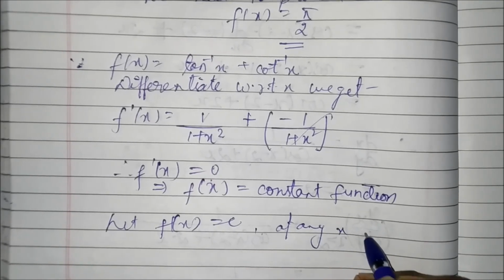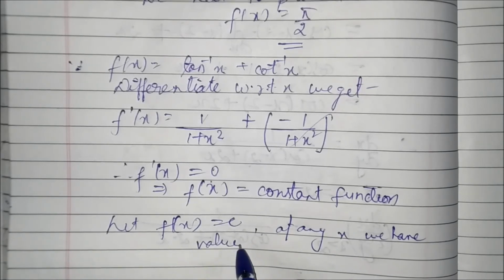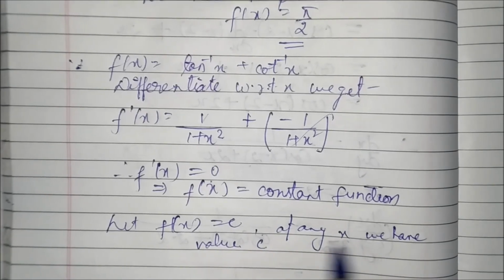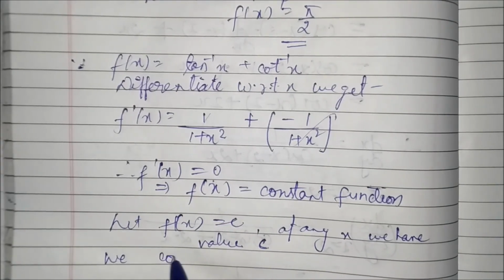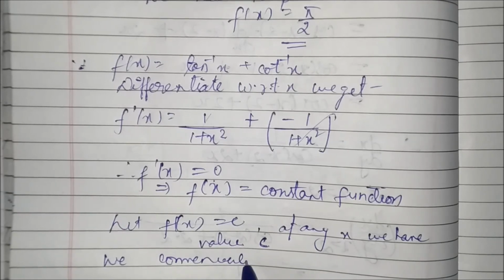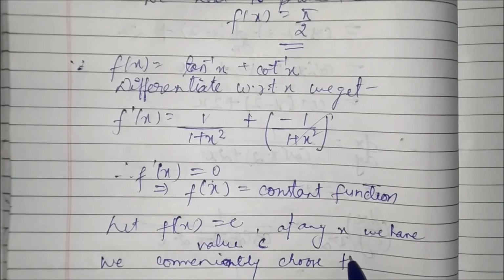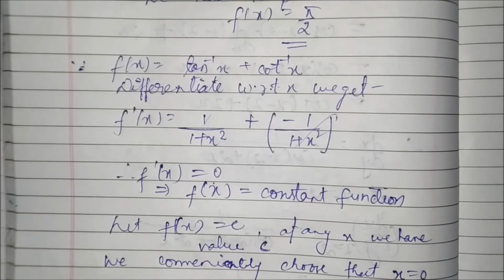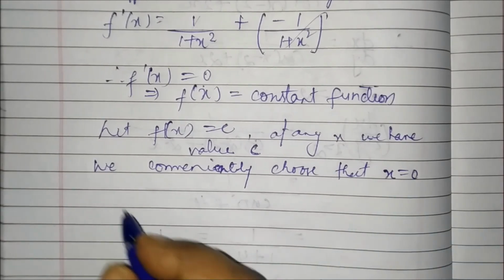For any value of x, we have the value of c as a constant function. So we conveniently choose that x is equal to 0. This is our assumption. We have chosen that x is equal to 0.